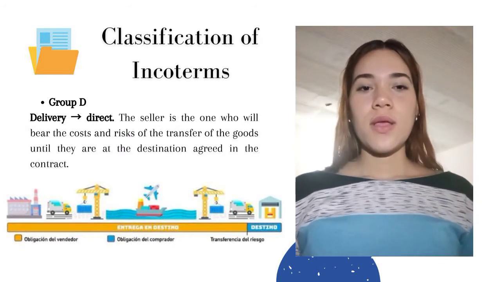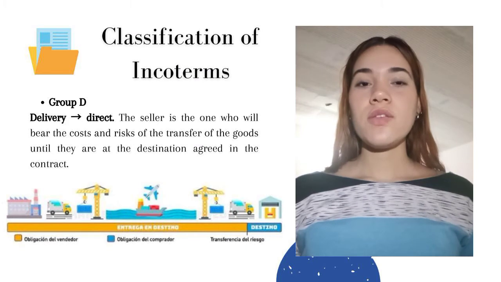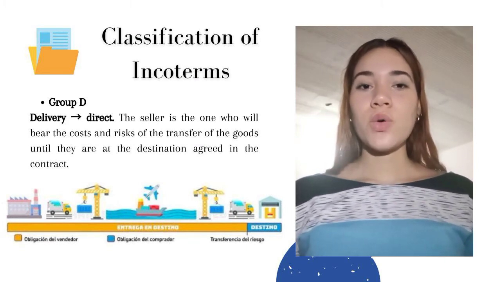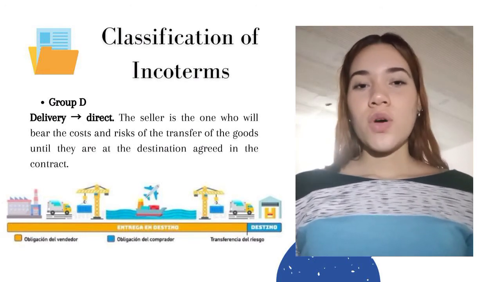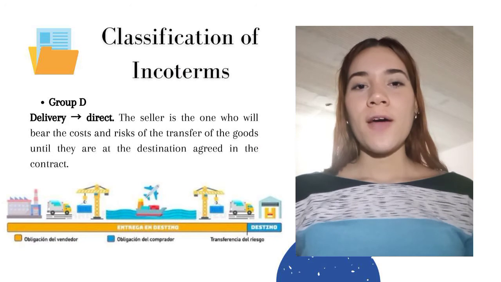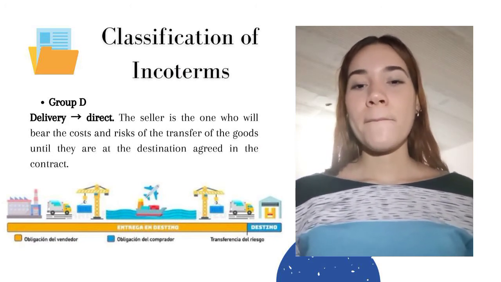Group D. Delivery direct. Here, the seller is the one who will bear the cost and risk of the transfer of the goods until they reach the destination agreed in the contract. Once they have reached this place, the risk and expense will be borne by the buyer.